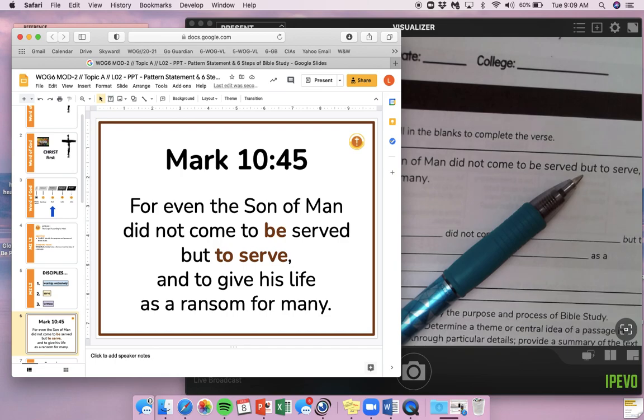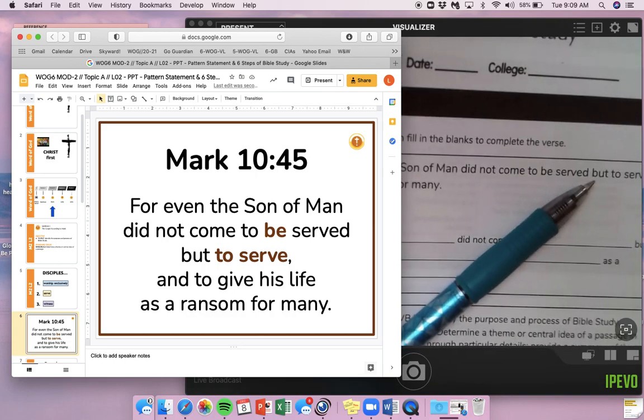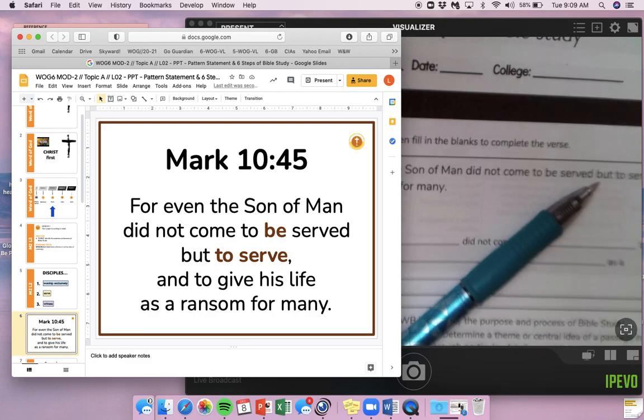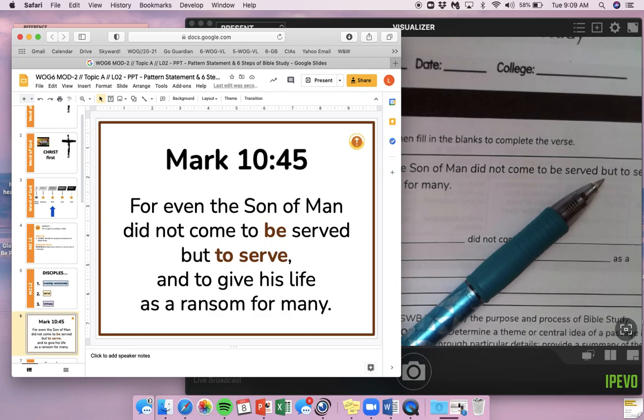Let me do the whole thing again, and then I want you to practice this. It goes like this: For even the Son of Man did not come to be served, but to serve, and to give his life as a ransom for many. I think I might have changed one piece of that.